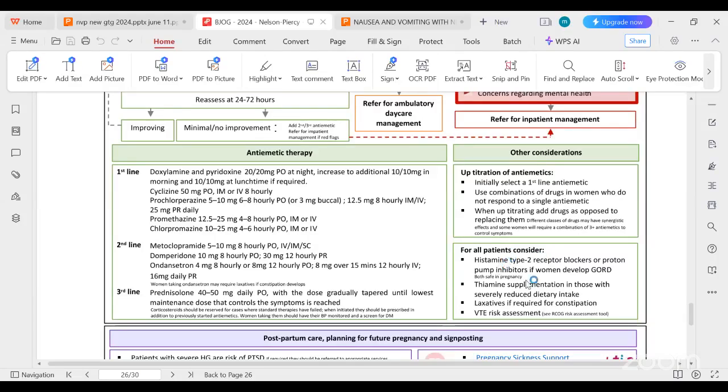And for all patients, you have to consider histamine type 2 receptor blockers, then thiamine supplementation, laxatives, and venous thromboembolism risk assessment. Okay, VTE risk assessment should be done for all the patients.